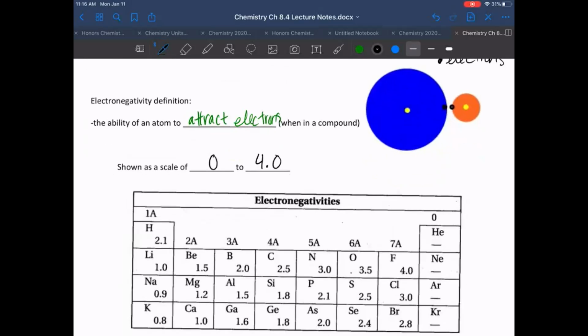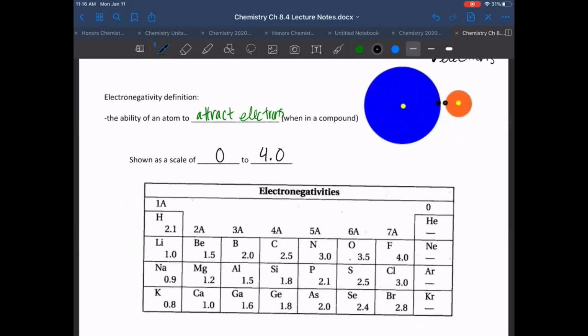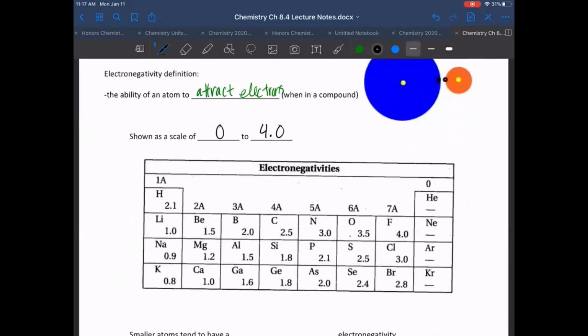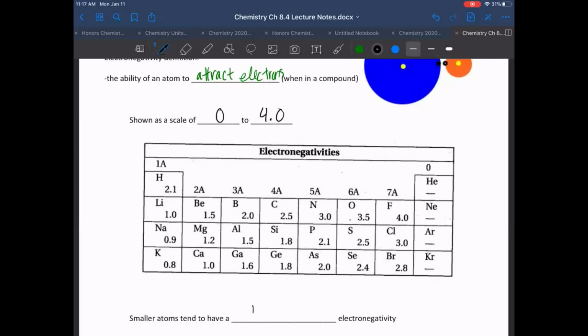So when looking at this, I just pulled a few different elements off and put their relative electronegativities. With the higher the value being the stronger the electronegativity, where do the stronger electronegativities live on the periodic table? Top right corner. What do we know about the size, the atomic radius size of the top right corner? It's the smallest. So when it's saying smaller atoms tend to have higher electronegativity. And so we're going to discuss why this is.